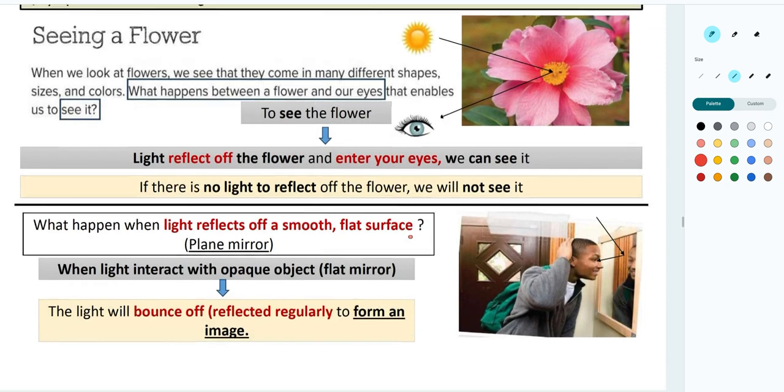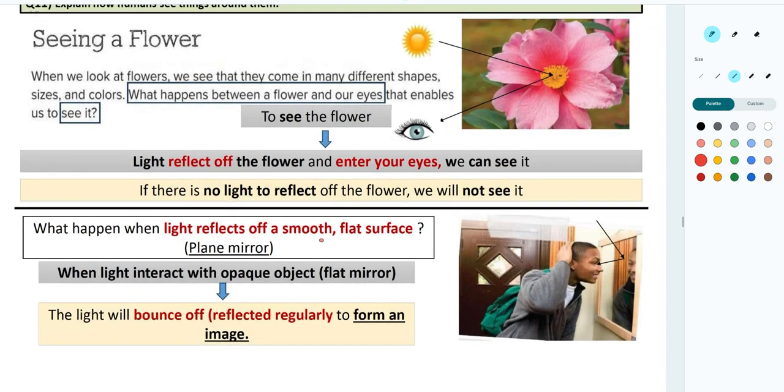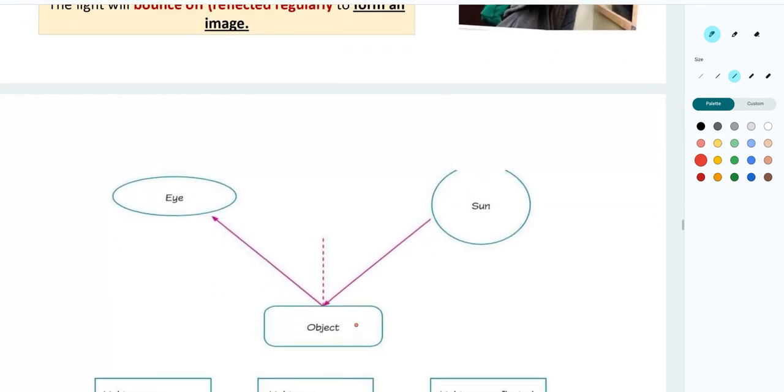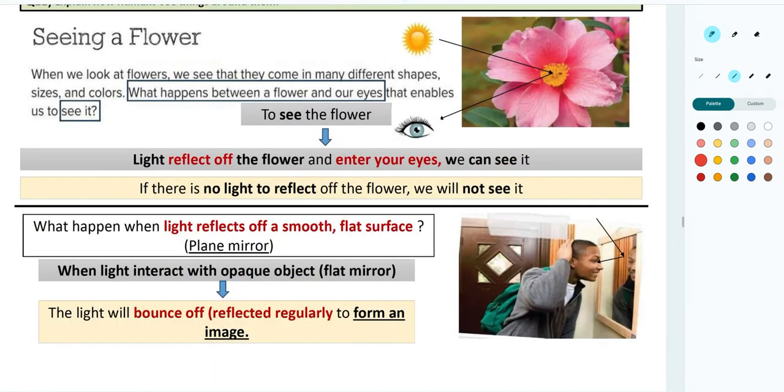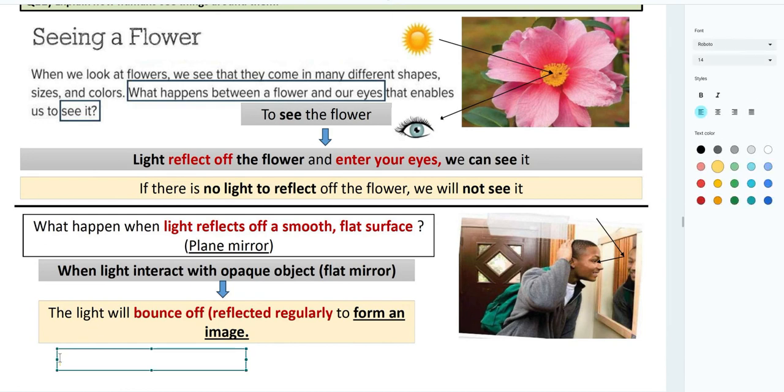What happens when light reflects off a smooth, flat surface, such as this plane mirror? Remember, plane mirror is a flat mirror. It's opaque, but we are having a high amount of reflection off of there. So when light interacts with an opaque object, like a flat mirror, the light will bounce off, reflected regularly to form an image. Not only should we know that it's forming an image, but we should know that this is a virtual image.